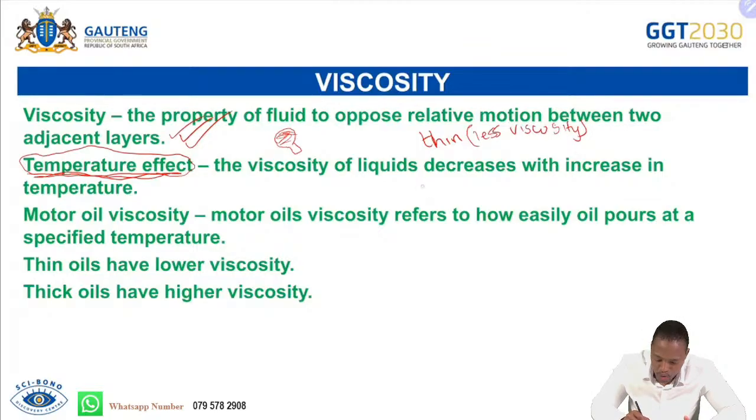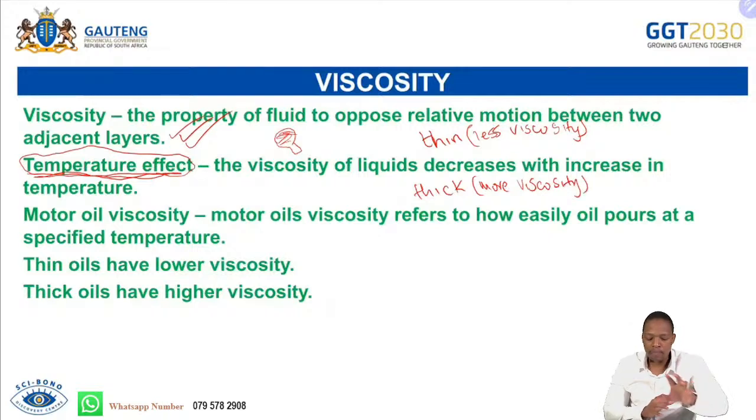Before, we say it was what? It was thick. That's the terminology that is used. When it is thick, that means it has more viscosity. So there is thin, less viscosity, thick, more viscosity. Thick, difficult to move, resists more. Thin does not resist that much, moves easily.